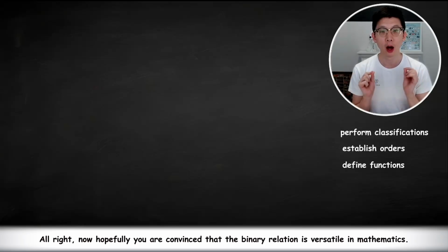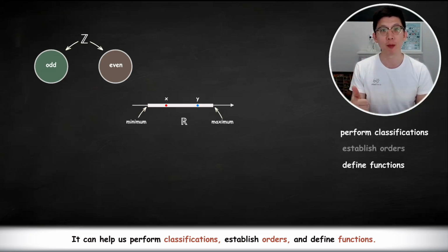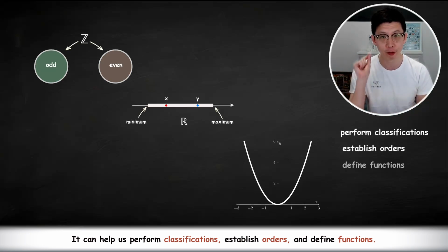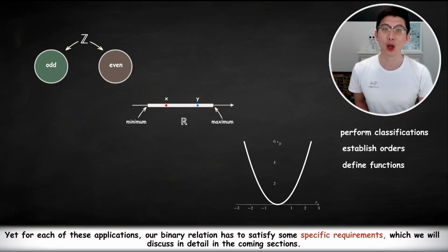Alright, now hopefully you're convinced that the binary relation is versatile in mathematics. It can help us perform classifications, establish orders, and define functions. Yet for each of these applications, our binary relation has to satisfy some specific requirements, which we will discuss in detail in the coming sections.